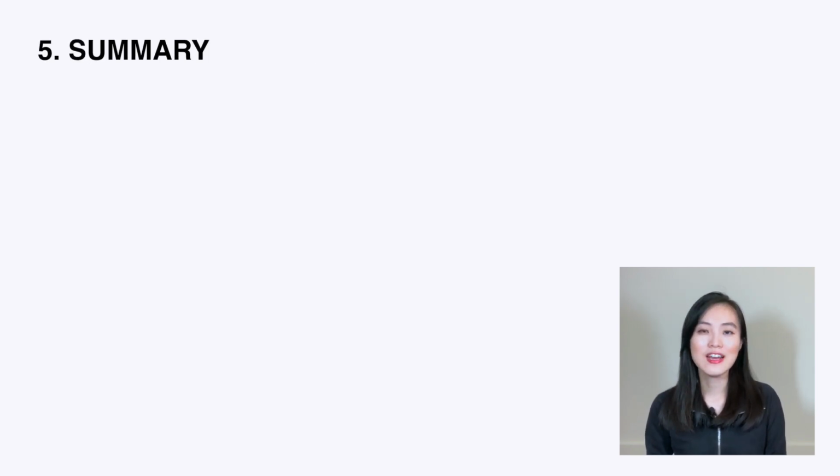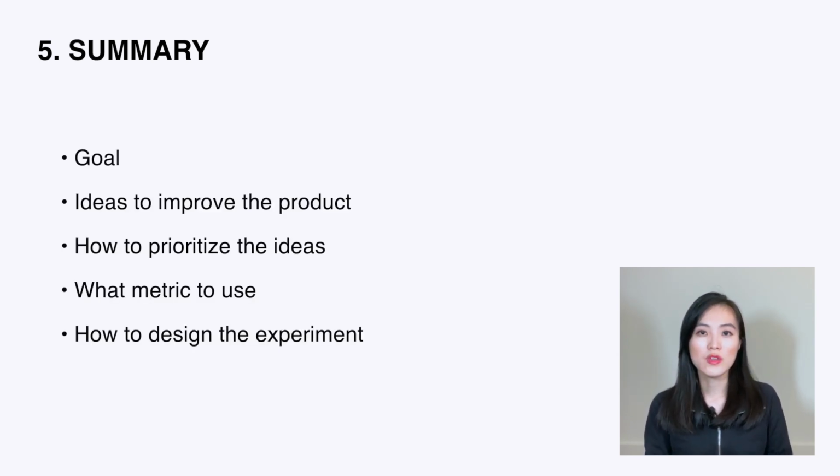The last step is to summarize the overall approach you've taken to improve the product. We want to summarize what the goal is and how we come up with a few ideas to improve the product. How do we prioritize the ideas based on the business impact? And if we want to run an A/B test, what metrics do we use and how do we design the experiment? So there you go.